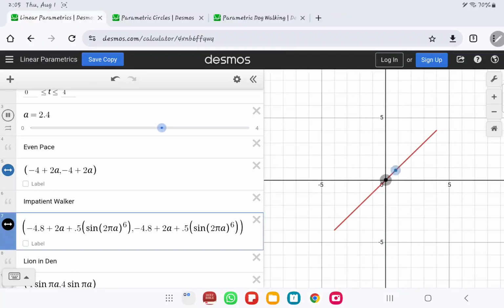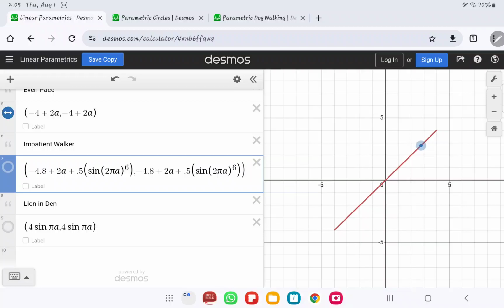The last one here that we'll show is what I like to call the lion in the den. So this is going to be where I'm just moving back and forth on that line. So notice I have this 4 sine of pi a as both my x and y. So again, we're just tracing out the same line where the y equals x. And this time we're just going back and forth. So I go one direction, then I come back the other direction. Then I go one direction, and then I come back the other direction. So this is like a lion kind of pacing back and forth in his den, just going to one side, then the other side. So again, different equations, but still tracing out the same path.